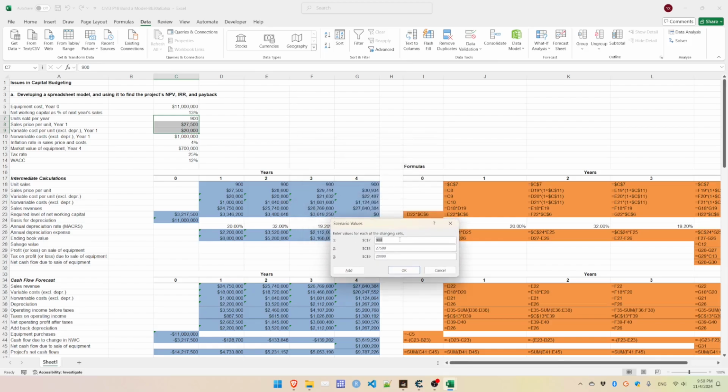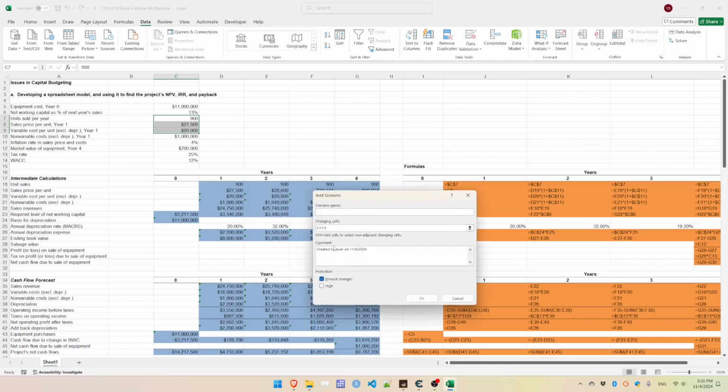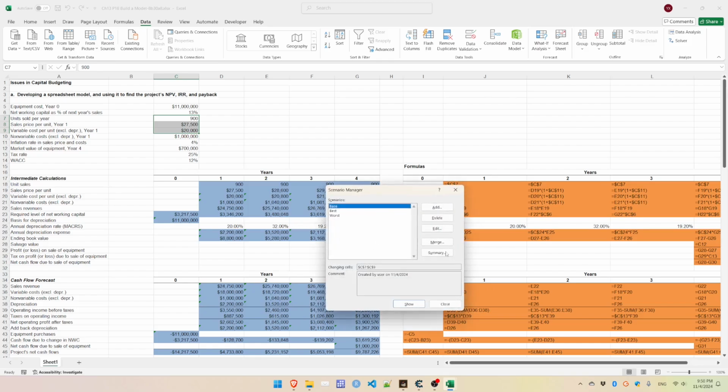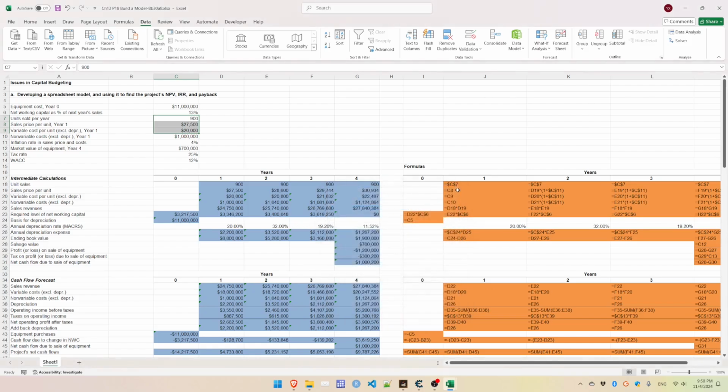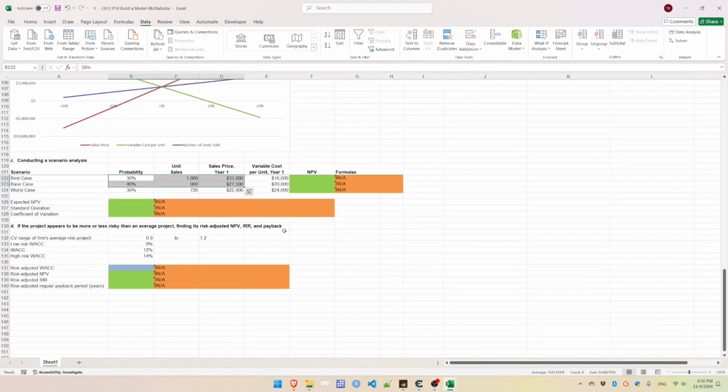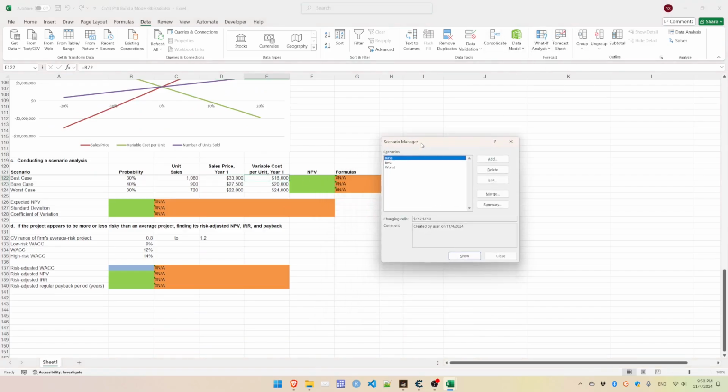So what is the best case? I actually forgot, but don't worry. Let's add another one, let's say the worst, and say okay. For now, the 3 scenarios are exactly the same because I forgot the numbers. I just have to scroll down here so that I can see the numbers, and then go to what-if analysis, scenario manager. I have the scenarios.